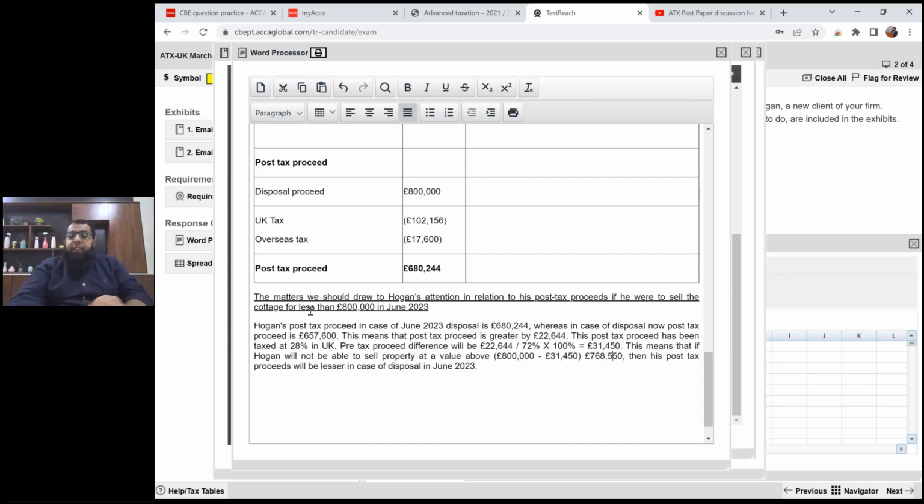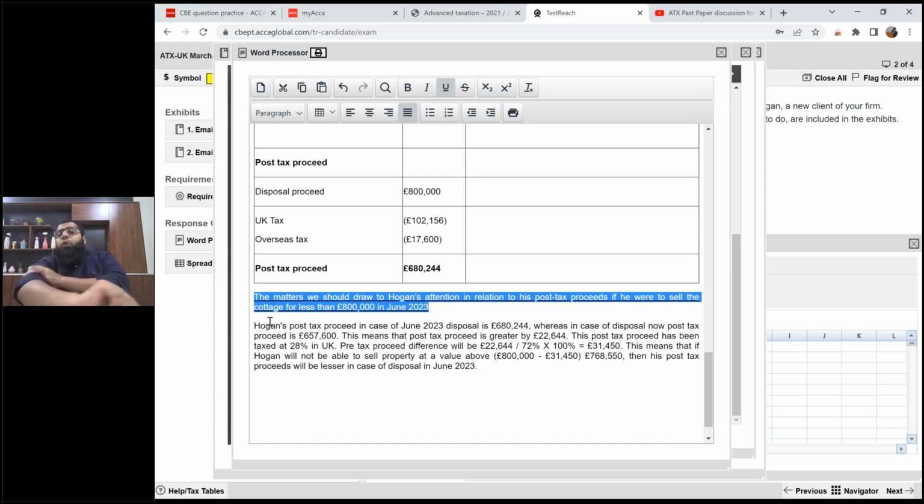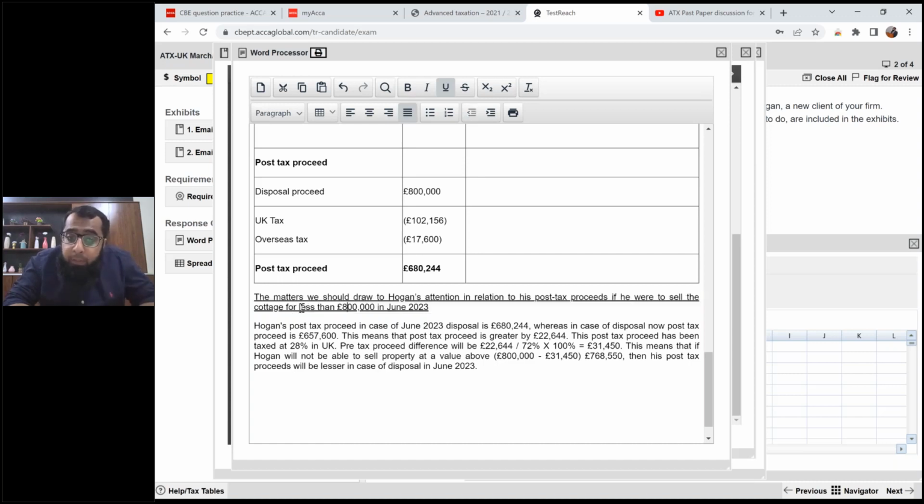It's 768,450. Now, what he's asking in this requirement, first try and understand it. The matter we should draw to Hogan's attention in relation to his post-tax proceed if he were to sell the cottage for less than 800,000 pounds. See, this 800,000 pounds is the pre-tax amount. This 800,000 pound is the total proceed amount.